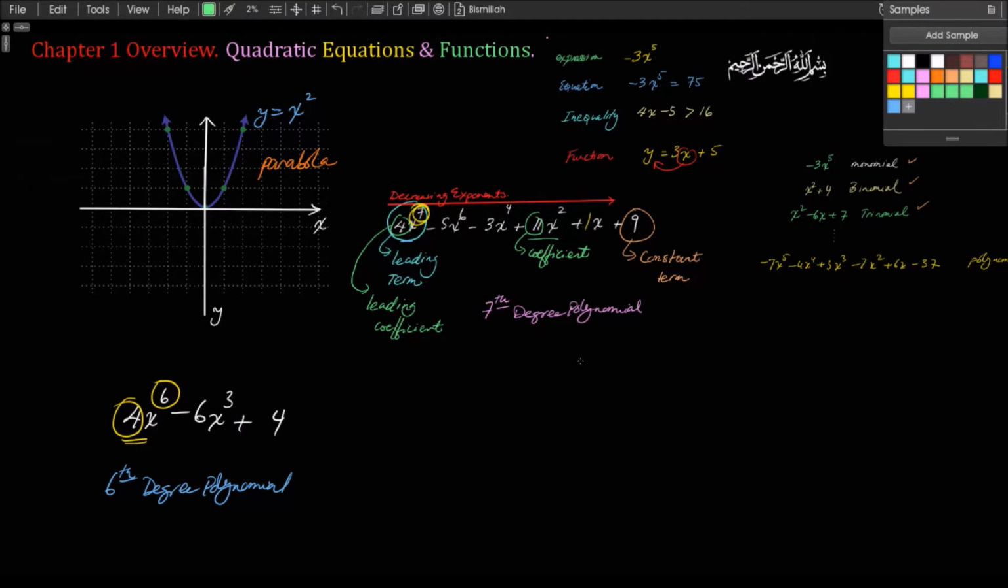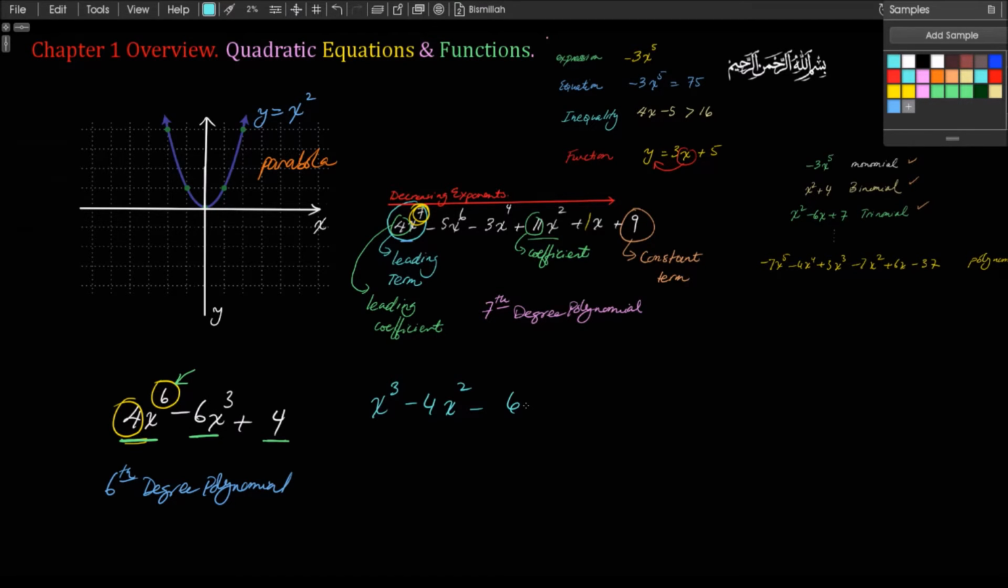How many terms are there in this polynomial? Well, there are 3 terms. 1, 2, 3. Although there are 3 terms in this polynomial, this would be a 6th degree polynomial because polynomials are named after the highest exponent. In this case, it is 6.